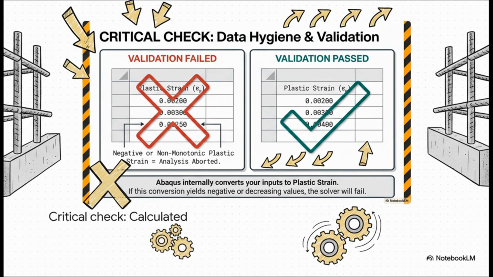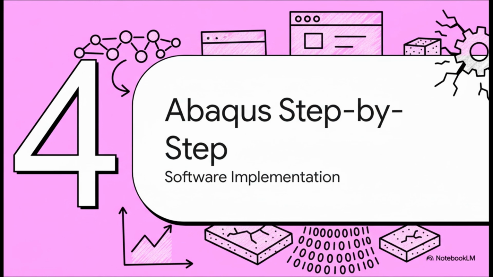Before you even think about opening ABAQUS, you have to do this one final check on your data. It is non-negotiable. Deep down, ABAQUS converts your input into something called plastic strain. If that number ever goes down or becomes negative, the analysis will just stop, dead. So do a quick check in your spreadsheet first to make sure that value is always positive and always going up.